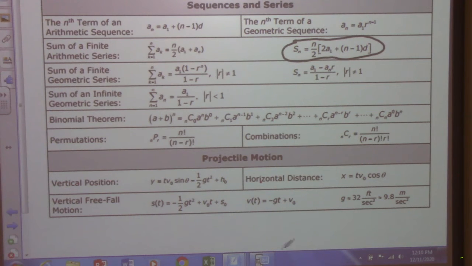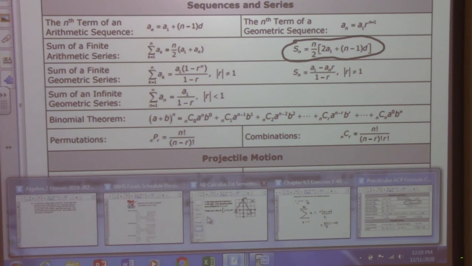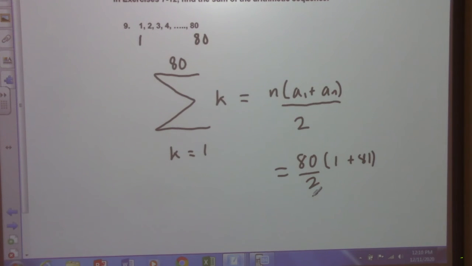You know it's an arithmetic series. How do you know it's an arithmetic series? Well, the reason you know it's an arithmetic series.